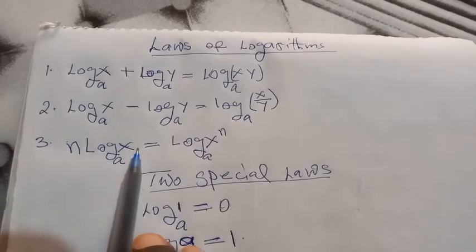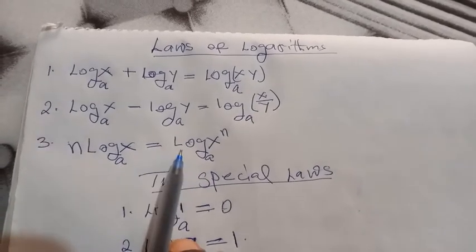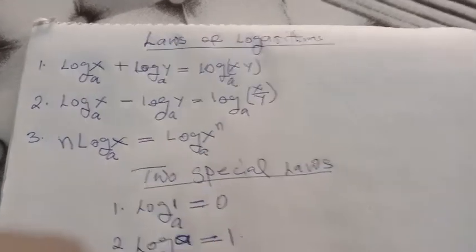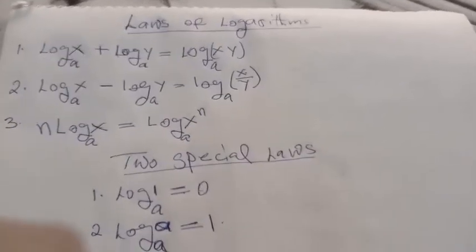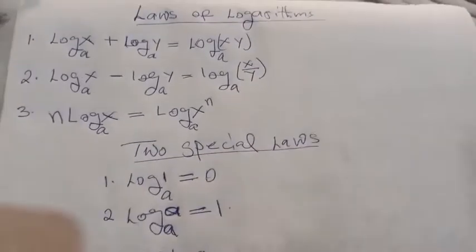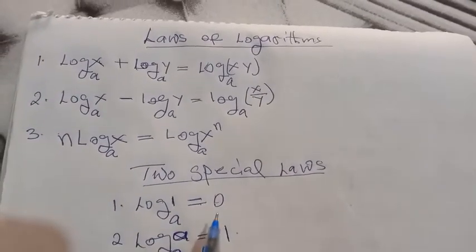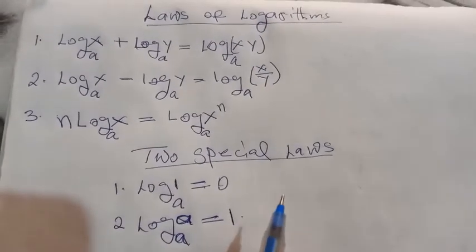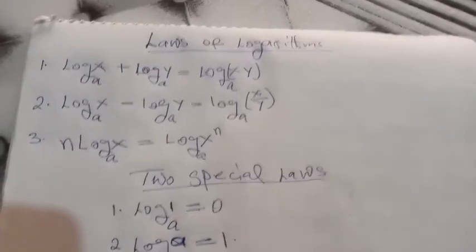Then n log x base a is the same thing as log x power n base a. This is just very simple. Okay, we have proved these things already. And then the two special laws are log 1 base a is 0, log a base a is 1. These are two special laws that we have proven already.